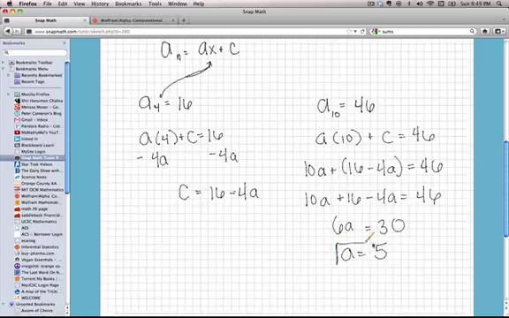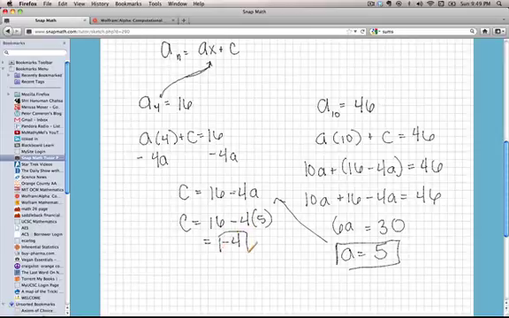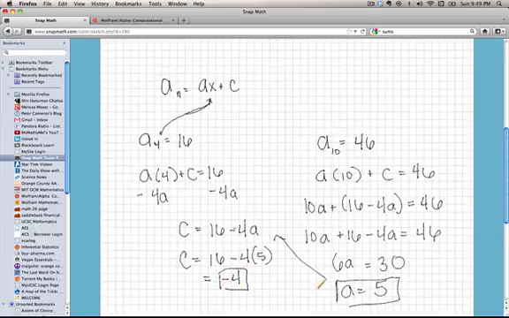Now that I know what A equals, I can find what C equals by putting it back into this equation. So I get C is equal to 16 minus 4 times 5. So C is equal to negative 4. So if you wanted to make the general equation, you could say that this is really equal to 5x minus 4. And that's your final answer for this problem.